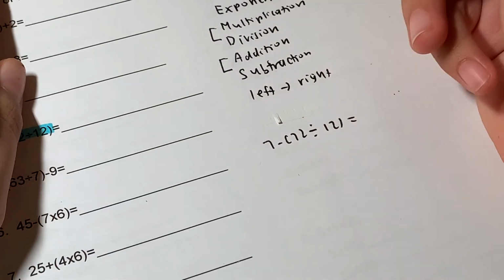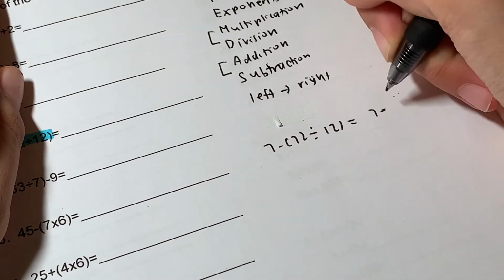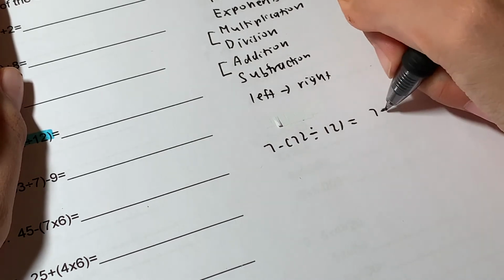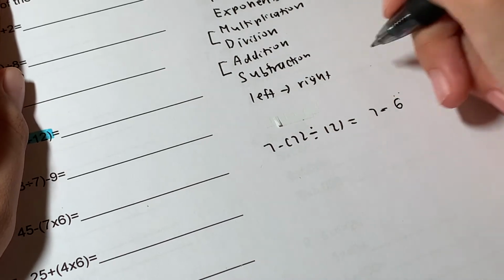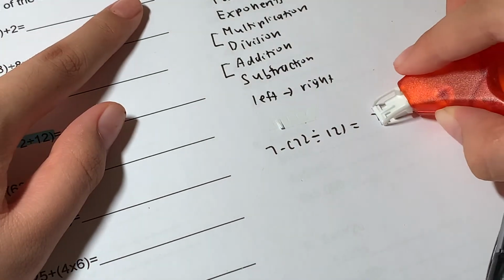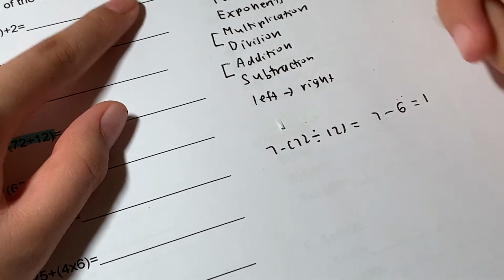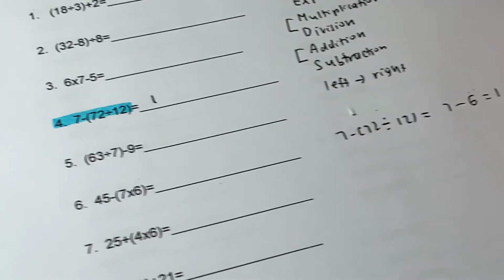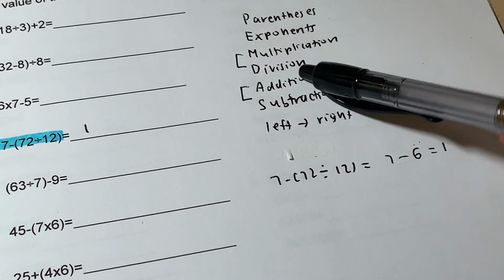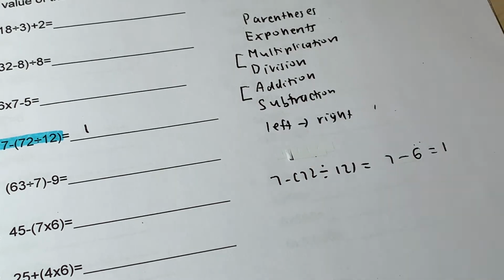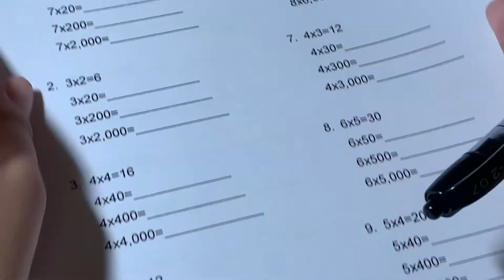So, 72 divided by 12, what is that? Well, you should know that from your basic division skills, from memorizing the multiplication table, but it is actually 6. So we do 7 minus the stuff in the parentheses. 7 minus 6 is 1. And that's the answer. It's as easy as that. Just remember the PEMDAS rule: multiplication and division go together, and addition and subtraction go together, and you go from left to right.